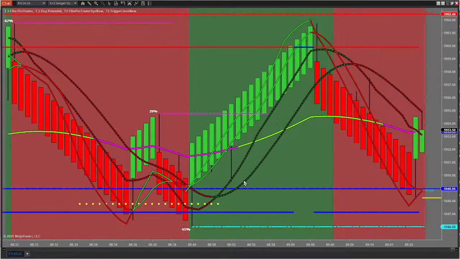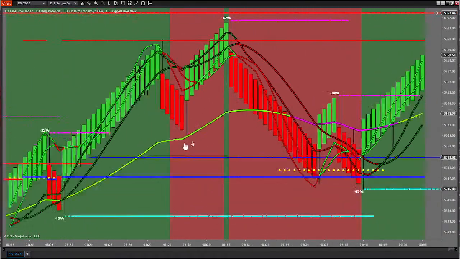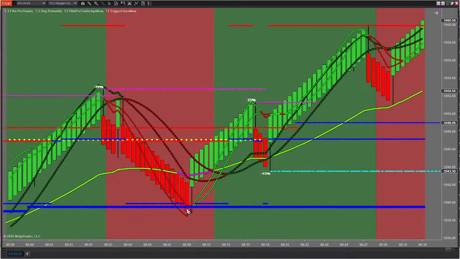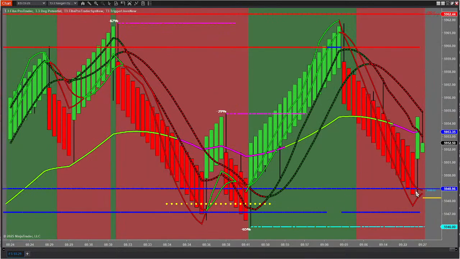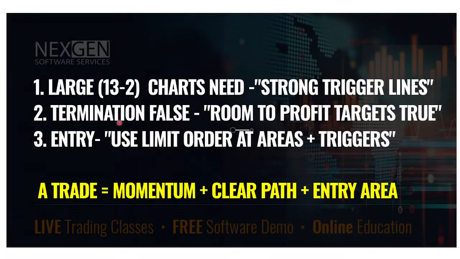And if I open up the S&P, there's momentum to the upside. There's momentum to the downside, and it's a very universal look. There's weakness right at a fib, and that's where our reversal happened. And look how these lines tend to stop the market. Isn't that amazing? We know about these lines. We know right where they're at, and I'm about to give you a recipe to know when to respect them, because rule number 2 says termination conditions false, room to profit targets true.